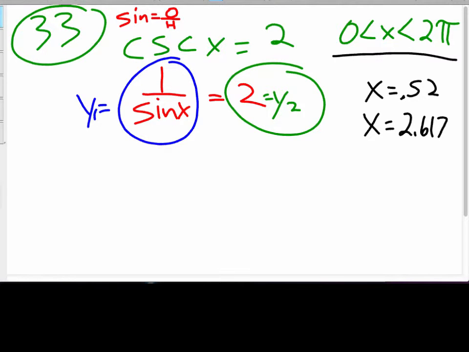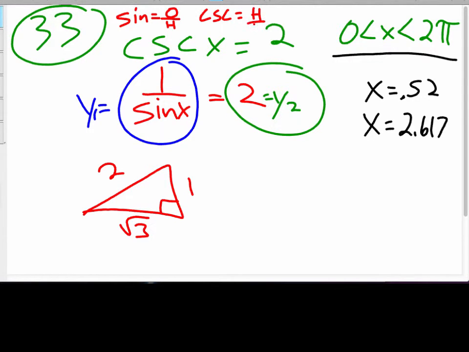And I've got the number 2. Remember that there is a 30-60 triangle where this is 1, this is 2, and this is the square root of 3. Well, we're saying that cosecant, which is the hypotenuse over the opposite, is equal to 2 over 1. Does that work? And this is a 30-degree angle, which is pi over 6 in radians.